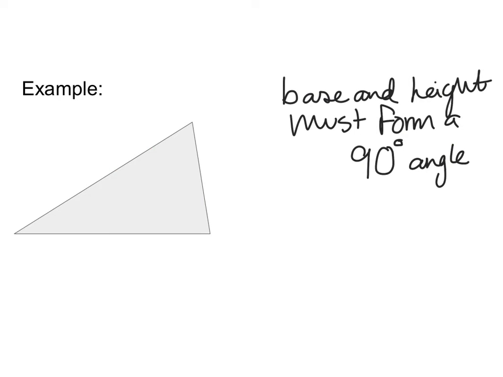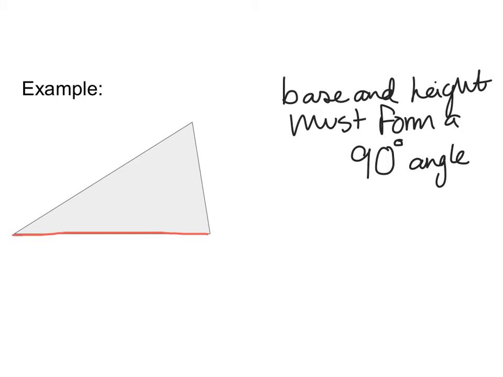Now, just as important is knowing that a base and a height must form a 90-degree angle from each other. And it's not always quite as easy as it was in the last problem. So let's look at this one, for example. Where do you think the base is? Well, it turns out that any of the sides could be the base. Often we kind of like to see it as being the bottom side.